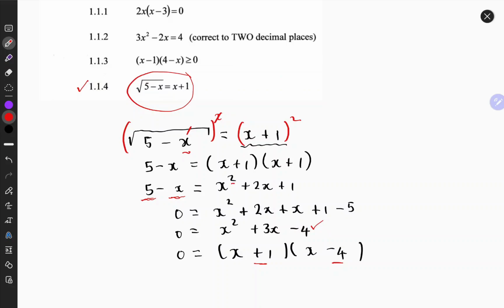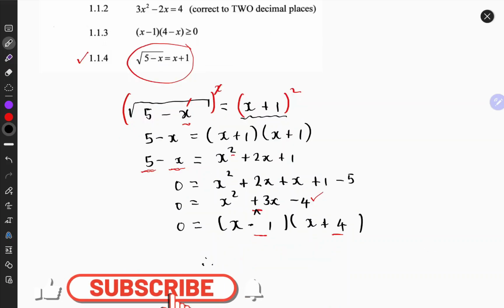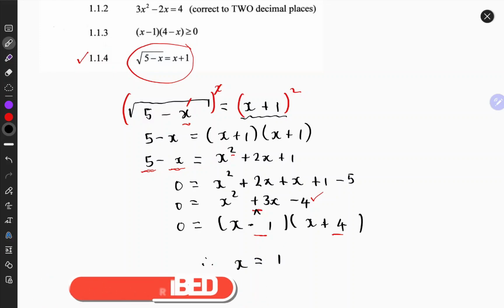and the sum of the two terms does not give us positive 3, so we need to just change the signs. This should be positive and that should be negative. So now if you take the sum of positive 4 and negative 1, you get the middle term, and if you take the product of negative 1 and positive 4, you get negative 4. Therefore, solving for the quadratic equation, we get x to be equal to positive 1 or x to be equal to negative 4.